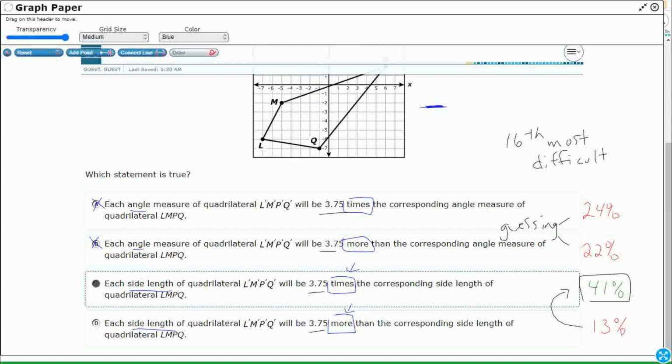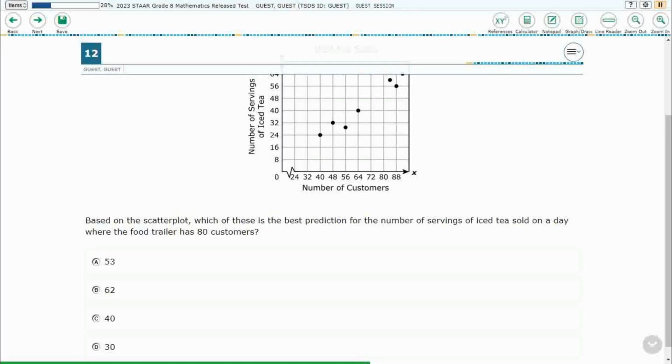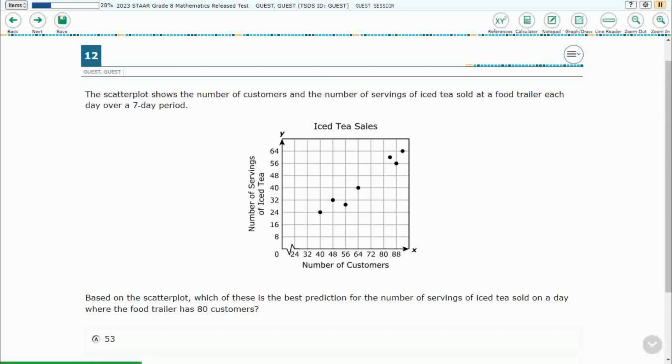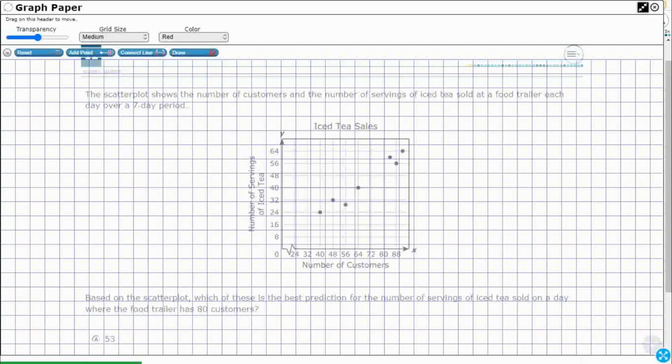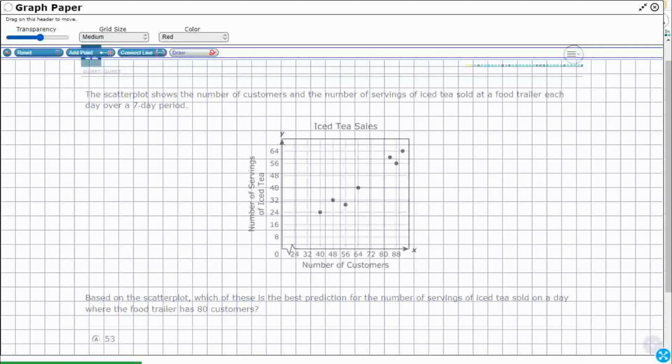more. For number 12, we are looking at trend lines. This is TEKS 8.5D, a readiness standard in reporting category 4. So we have some iced tea sales, and we have a scatter plot here. We're looking for that gap. You notice that gap right there at 80. And so we are looking to see which number best fits that line right there. And honestly, the best thing to do is for us to draw a straight line. And let's look to see if we can use our graph paper feature here.